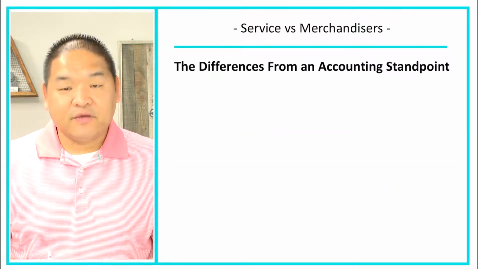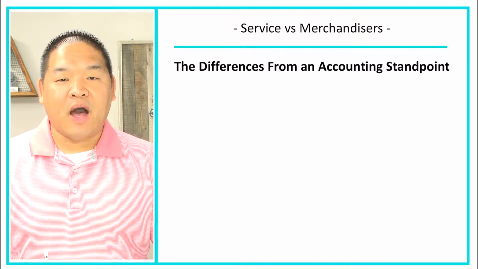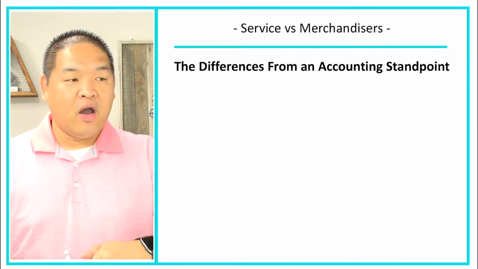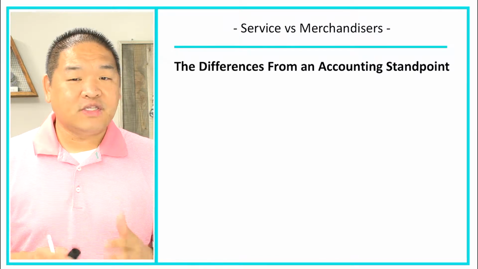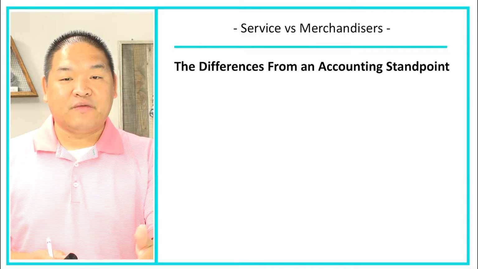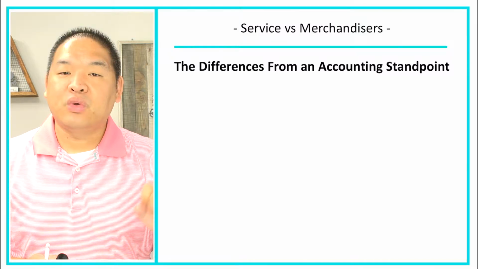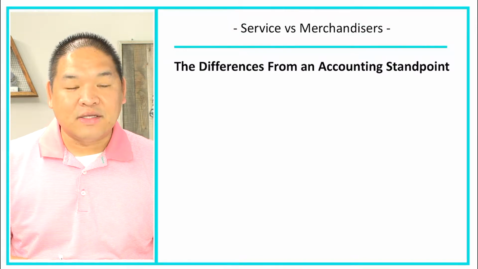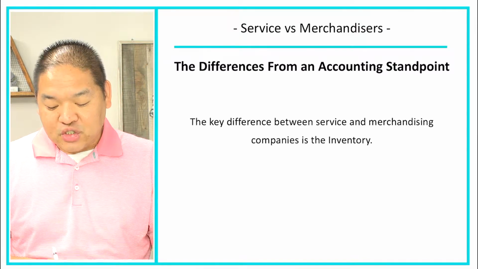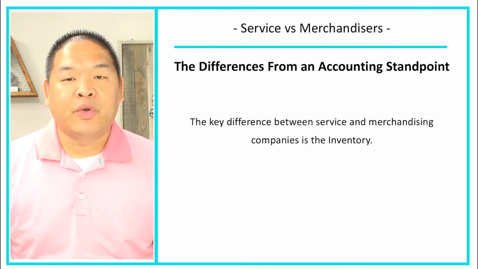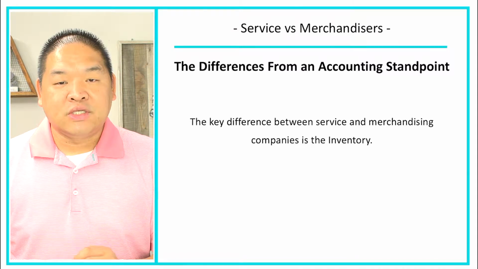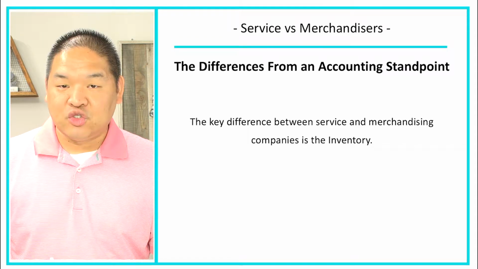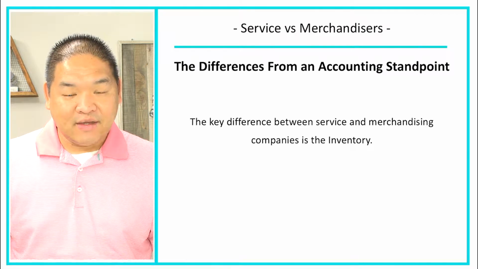So some key differences from an accounting standpoint. We've been talking about companies as if they were service companies up until this point. If you really think about everything we've talked about, we've really talked about those companies that provide a service. So what's the difference between what we've been talking about and merchandising companies from the accounting standpoint? Well, the key difference between service and merchandising companies is what we would call inventory. Merchandisers have inventory, service companies typically do not have inventory, and that's what makes it a little bit different.